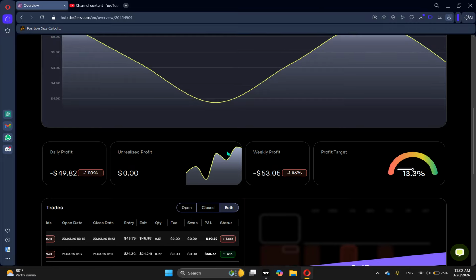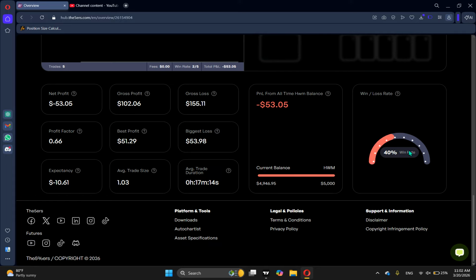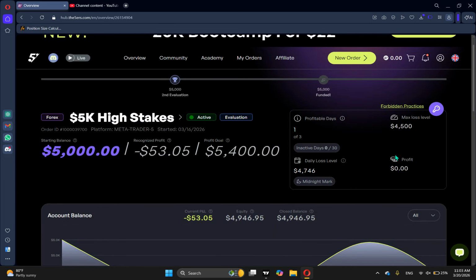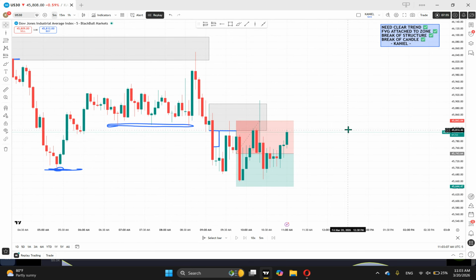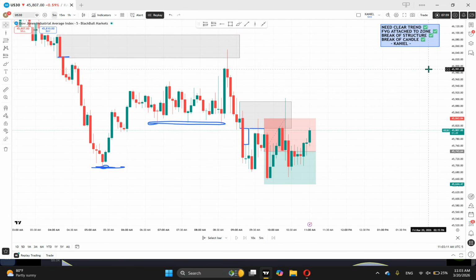Currently down 53 dollars and 5 cents, with a 40% win rate. But if I stay more focused, I definitely can boost that higher and actually pass this account. So Monday again, I'm going to be on the charts again, with more focus and getting ready to bag these pips.